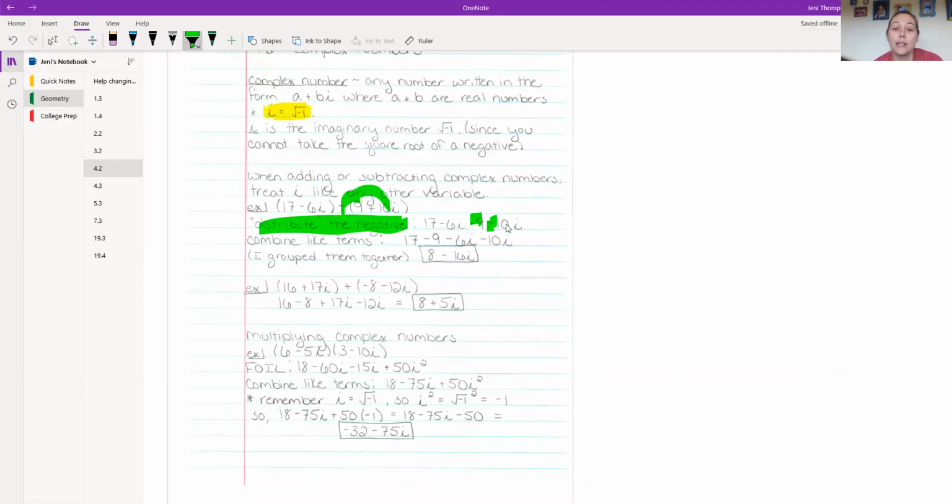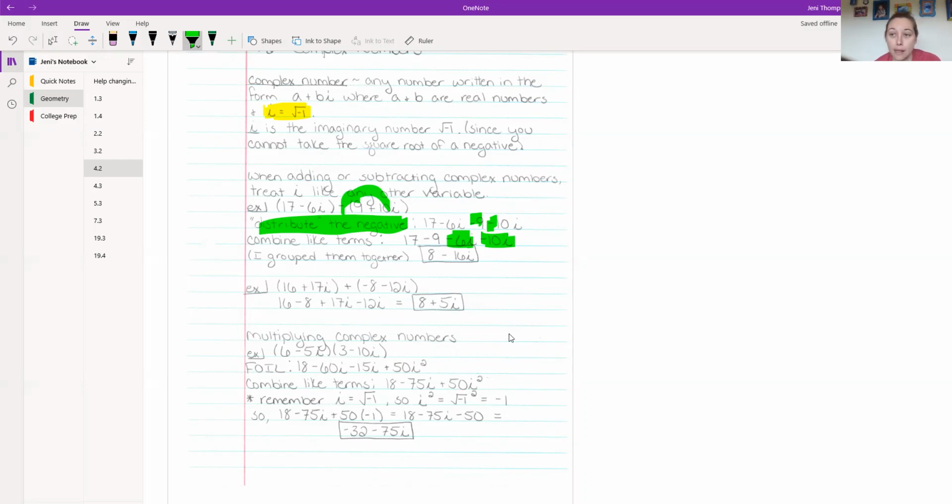So since we're treating i just like any other variable, we're going to combine our like terms, right? And in this case, our like terms are -6i and -10i. Okay, so 17 minus 9 is 8. And -6i minus 10i is minus 16i. There we go. So when adding or subtracting complex numbers, you treat i just like any other variable, like it's x, and you combine your like terms, and that's it, you're done.